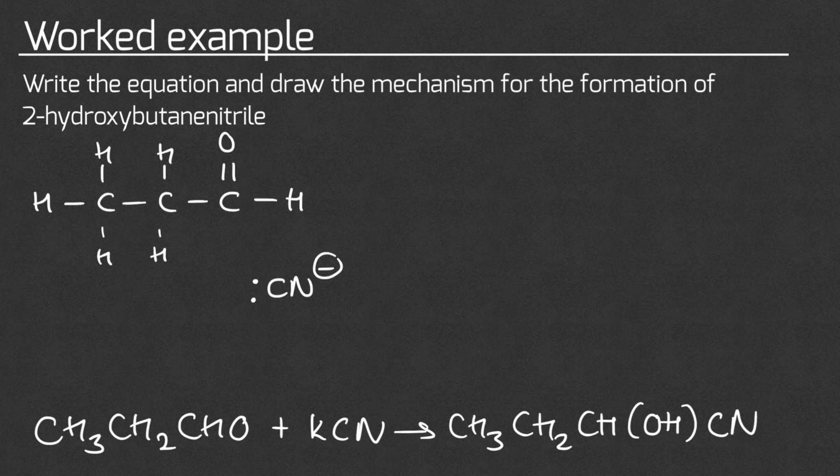We'll start off by drawing the propanal and making sure that we remember the lone pair and the negative charge on our nucleophile, in this case the cyanide ion. The first step is for the cyanide ion to attack the carbon, so making sure our arrow starts at the lone pair, finishes at the carbon. And the second step is breaking the carbon-oxygen double bond and that electron pair from the bond being pushed up onto the oxygen.